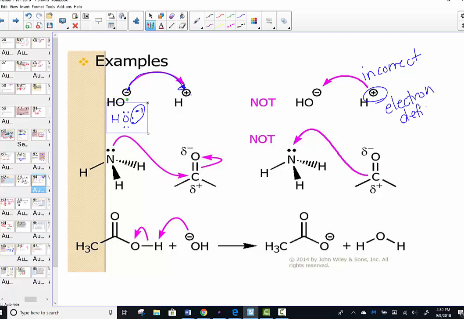I'm going to repeat that. It is incorrect to originate an arrow at an electron deficient site. H positive has no electrons, so therefore I cannot begin an arrow there and point towards the electron-negative site, because this is an electron push arrow. We're tracking electrons.